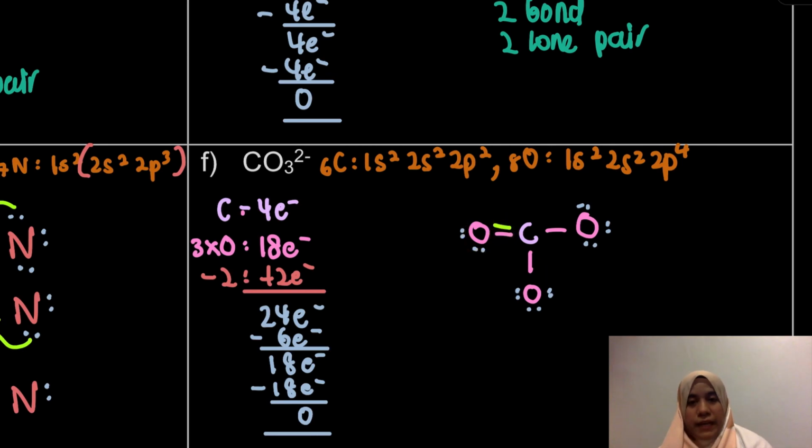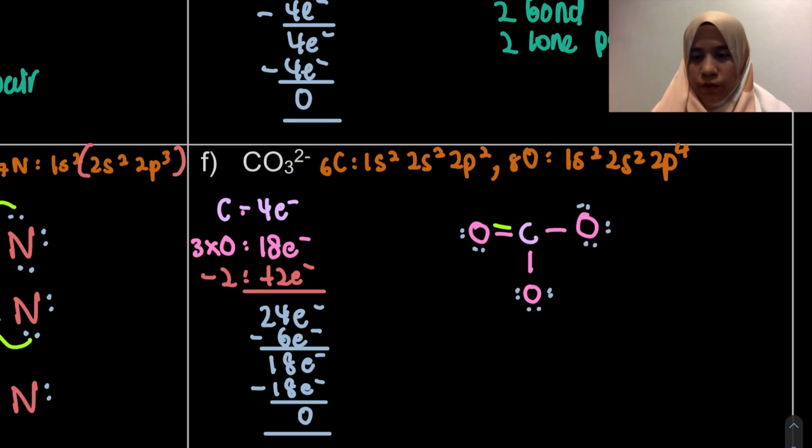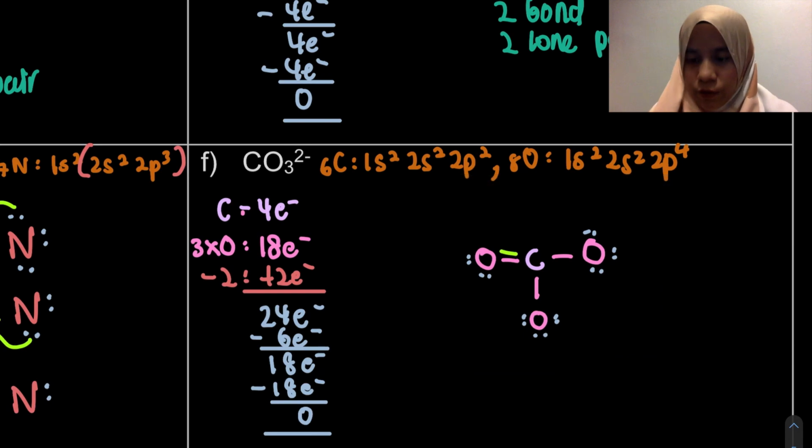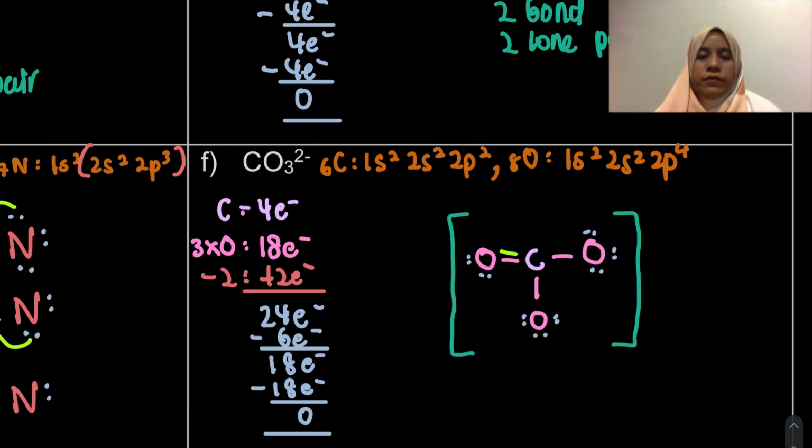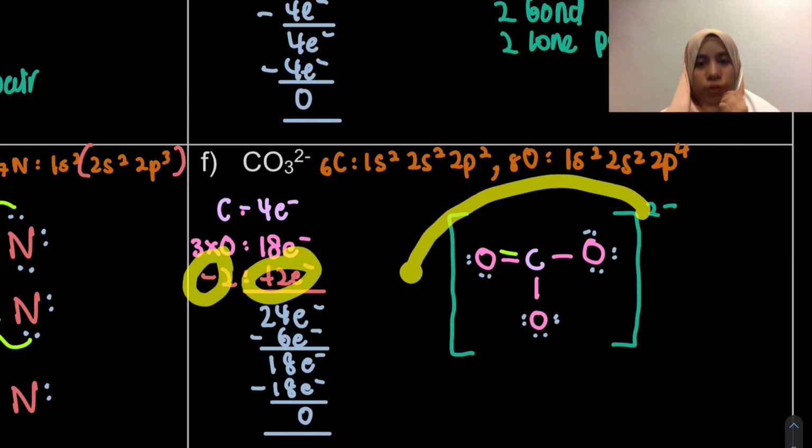Okay, but then, last but not least, kat sini ada negative 2 charge kan. So, how to make sure? Draw square bracket. Square bracket, 2 negative. Okay. So, that's for the case of CO₃²⁻. So, what is the difference? Sama juga. It's just that make sure when negatively charged, add electron. Lepas tu, square bracket, include your charge.